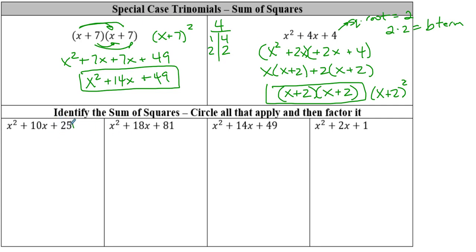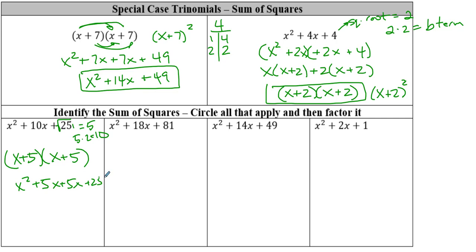So let's try that right here. What is the square root of 25? That is going to equal 5. And then if I double that 5, does that equal my b term? Yes, it does. So then that means all I have is matching binomials of the square root of my c term. So this is going to be x plus 5 times x plus 5. And if you were to multiply it out, x squared plus 5x plus 5x, 5 times 5 is 25. These combine to 10x, and then x squared plus 10x plus 25, and we are back where we started.